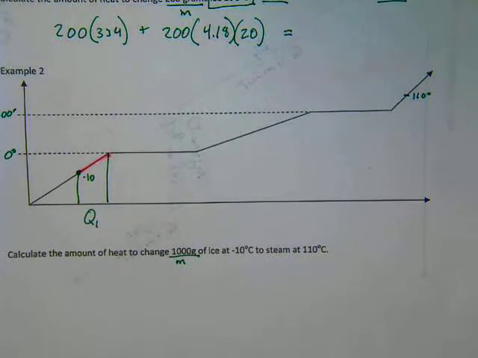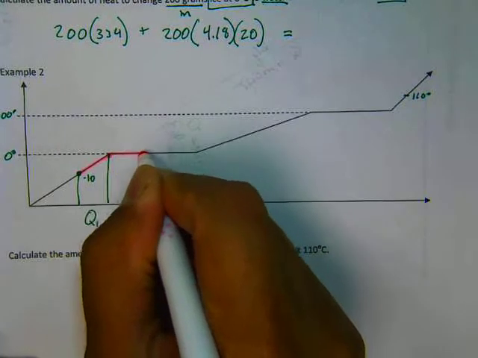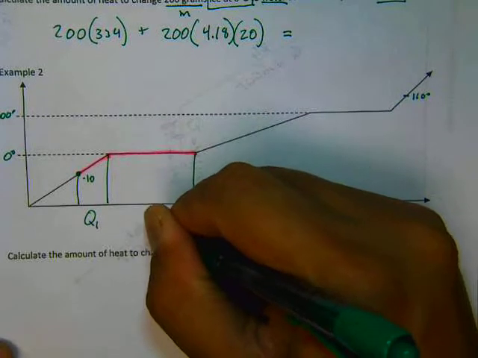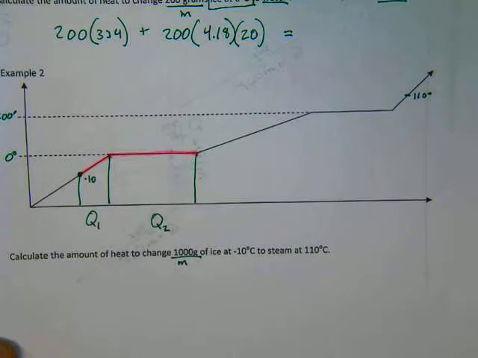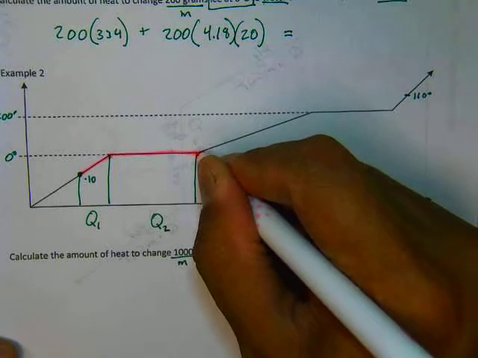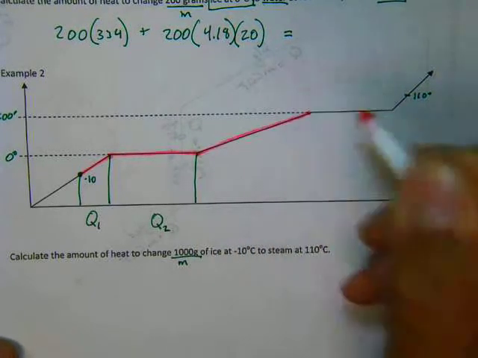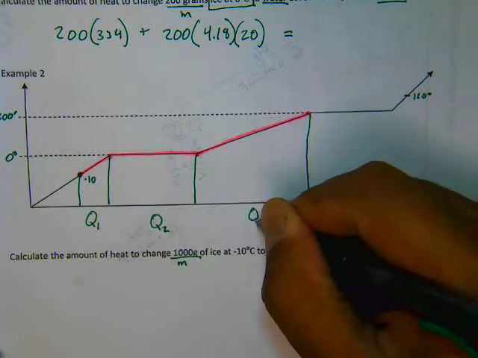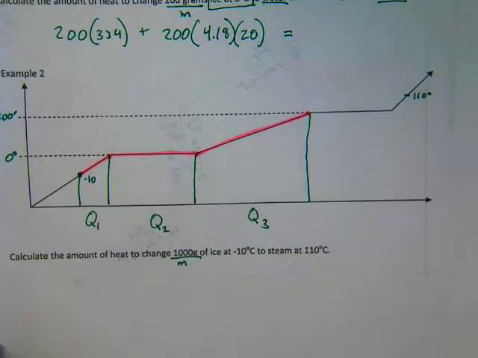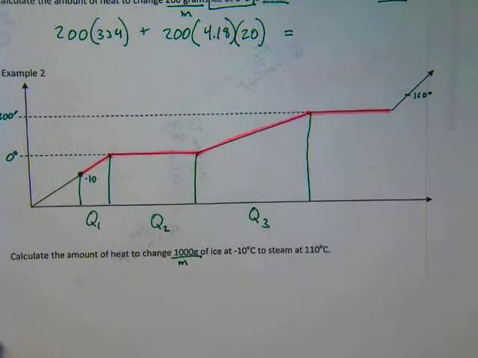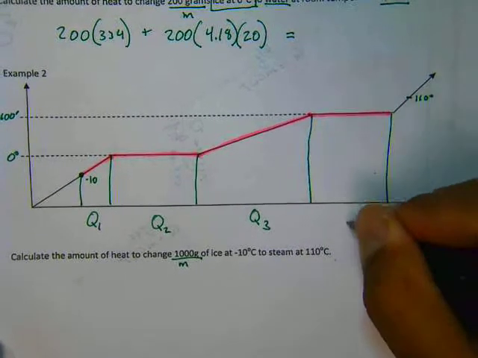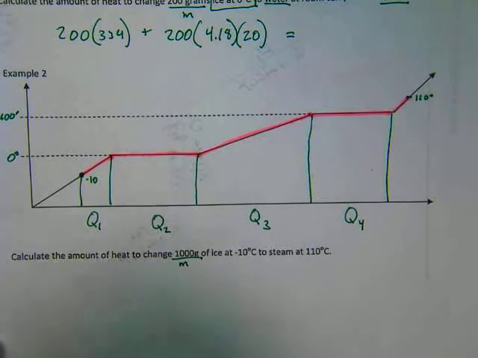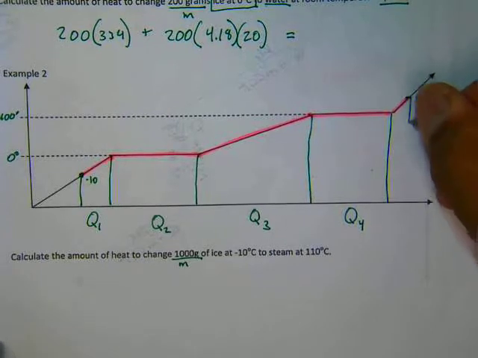That's our Q1. And then we're going to go from here all the way to here. That's our Q2. Then we're going to do this from here all the way to the end. Remember, these are sectioned off. So this right here is going to be my Q3. And then we're going to go across, and this is my Q4. And then we're going to go up, and this is my Q5.